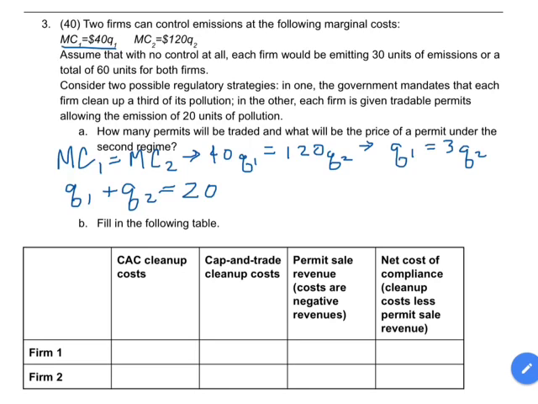And then I can substitute 3Q2 for Q1. 3Q2 plus Q2 equals 20. So 4Q2 is equal to 20. So Q2 equals 5. Q1 equals 15. 5 permits are traded.